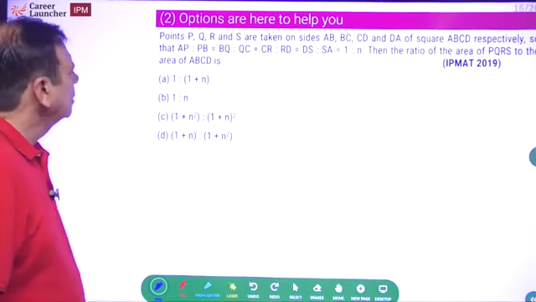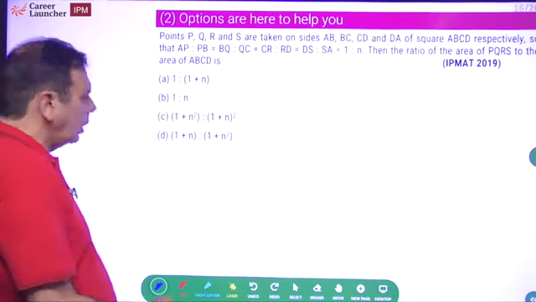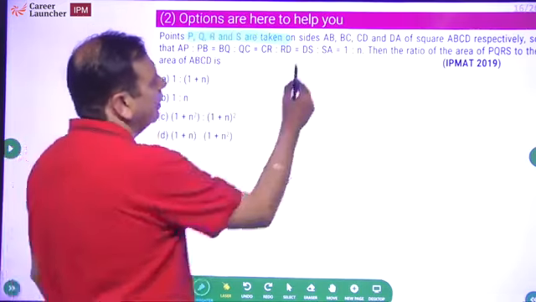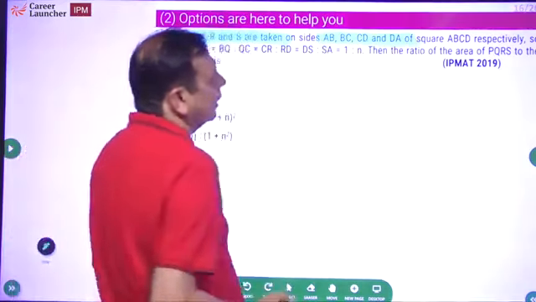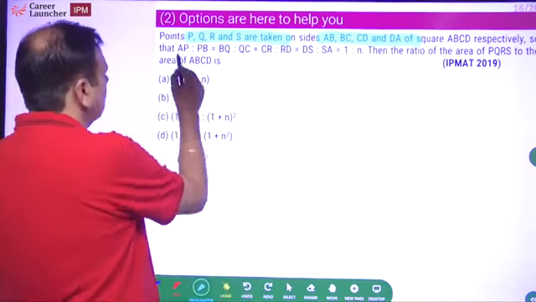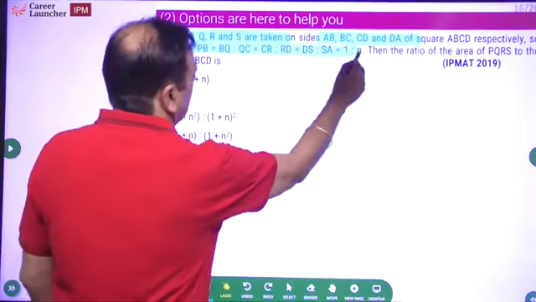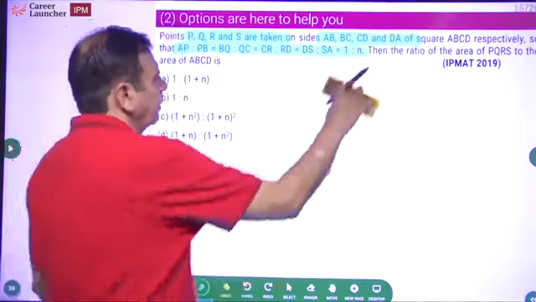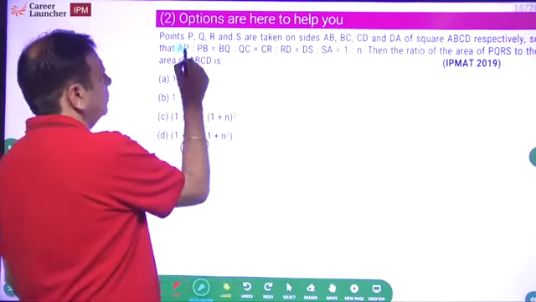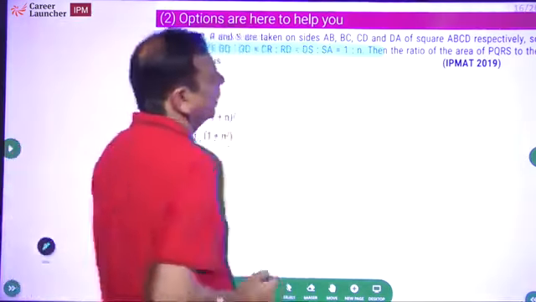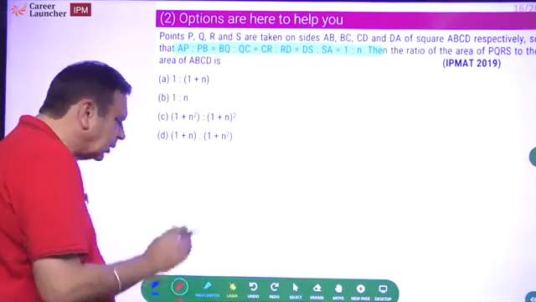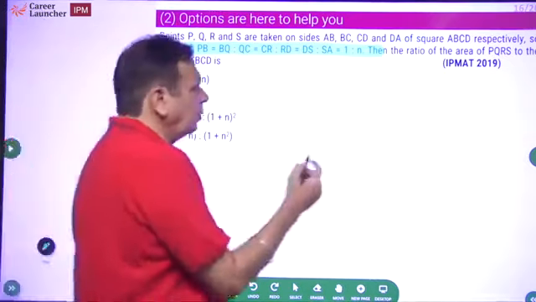Another question. Points P, Q, R, S are taken on sides AB, BC, CD, DA of square ABCD respectively, so that, this is important, AP:PB = BQ:QC = CR:RD = DS:SA is equal to 1:n. Then the ratio of area of PQRS to ABCD. Didn't understand, right? I will draw the figure first. I will draw a figure.